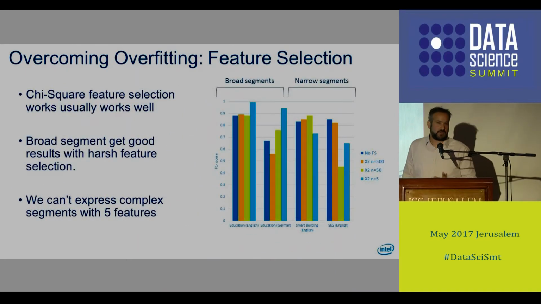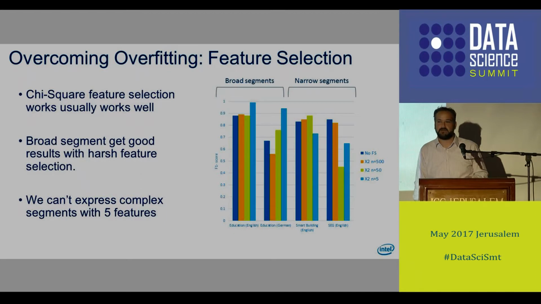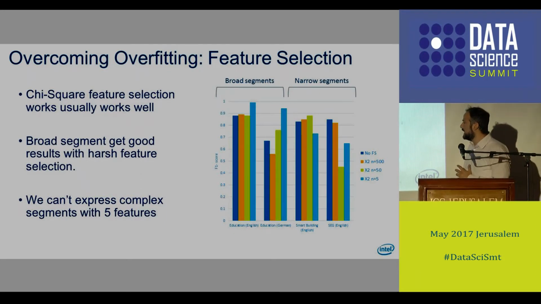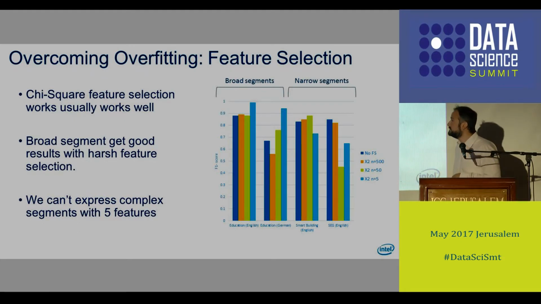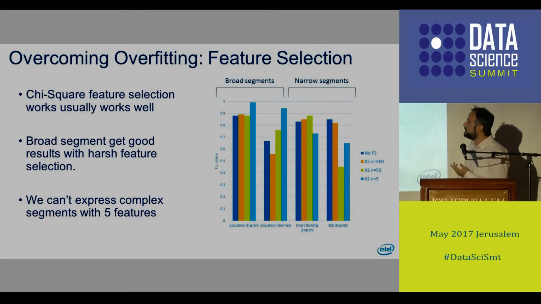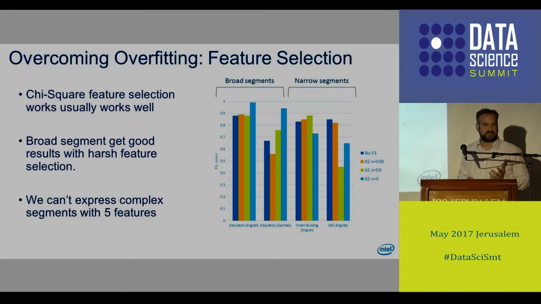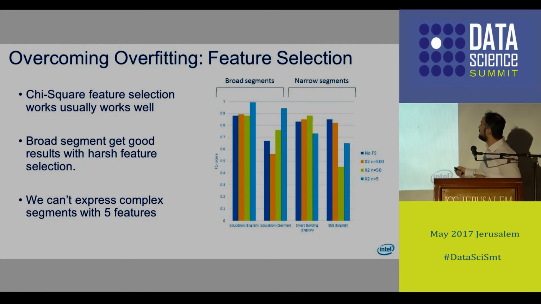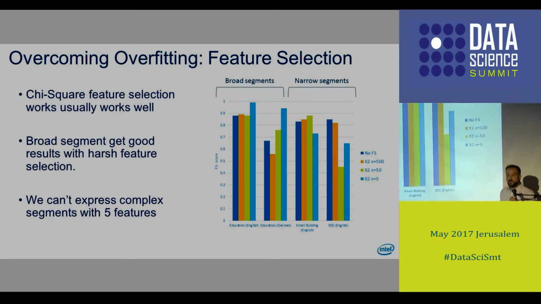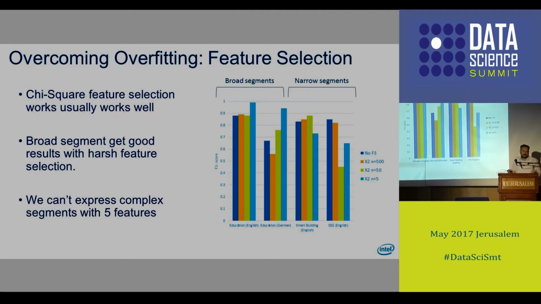So feature selection. Most of you thought, like, why isn't he doing feature selection straight away? Why am I keeping it till the end? Feature selection actually does work in some cases if you do very extreme feature selection. So we did a few experiments with the chi-square feature selection. It's a very good discriminative feature selection in text. We saw that for broad segments that you can express with very few words, it gives very good results. You know, you keep 5 features and you get good results.